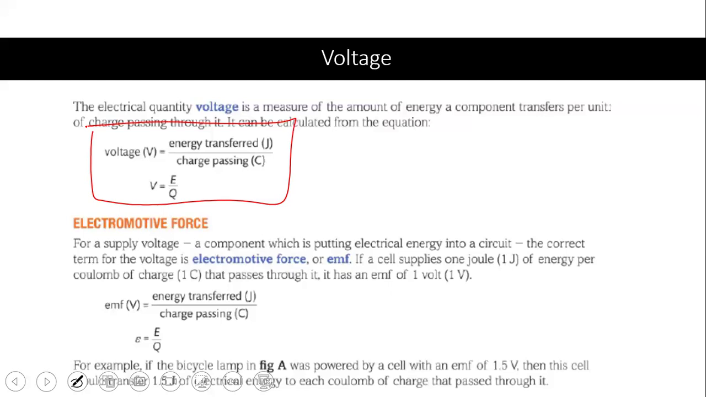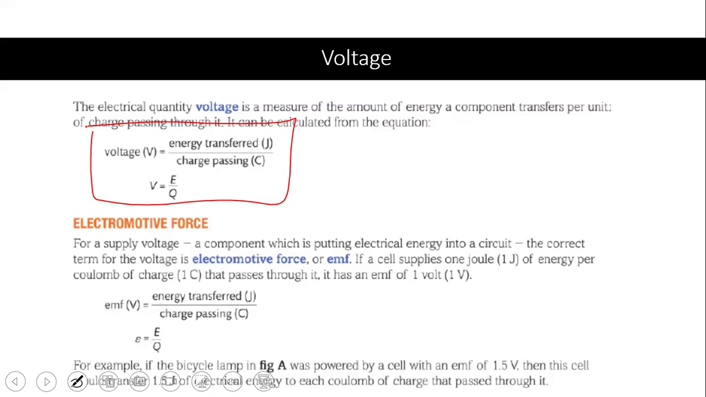Without going into too much detail, we use electromotive force when we talk about the voltage of a battery. So instead of saying the battery is giving me a voltage of 12 volts, I will say the EMF of the battery is 12 volts. I am still talking about voltage, but since I'm talking specifically about a battery, I use the terminology electromotive force.